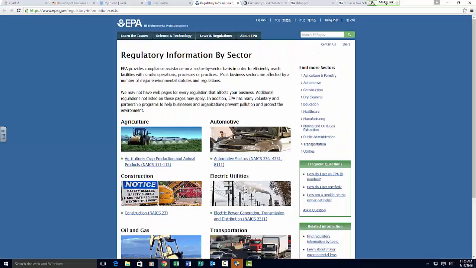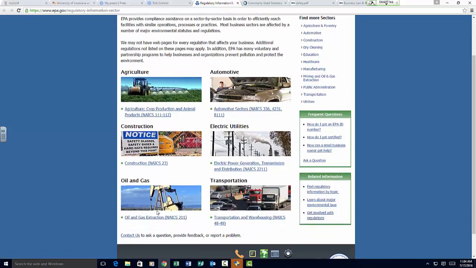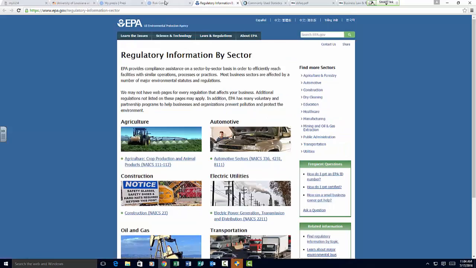Let's look at the EPA.gov. The EPA, or U.S. Environmental Protection Agency, has a significant amount of information related to the regulations that affect various types of businesses. Notice over here, education, healthcare, manufacturing, mining, oil and gas, and of course, agriculture, automotive, utilities, construction, etc. So there's a significant amount of information about important regulations and risk control at the EPA's website here.